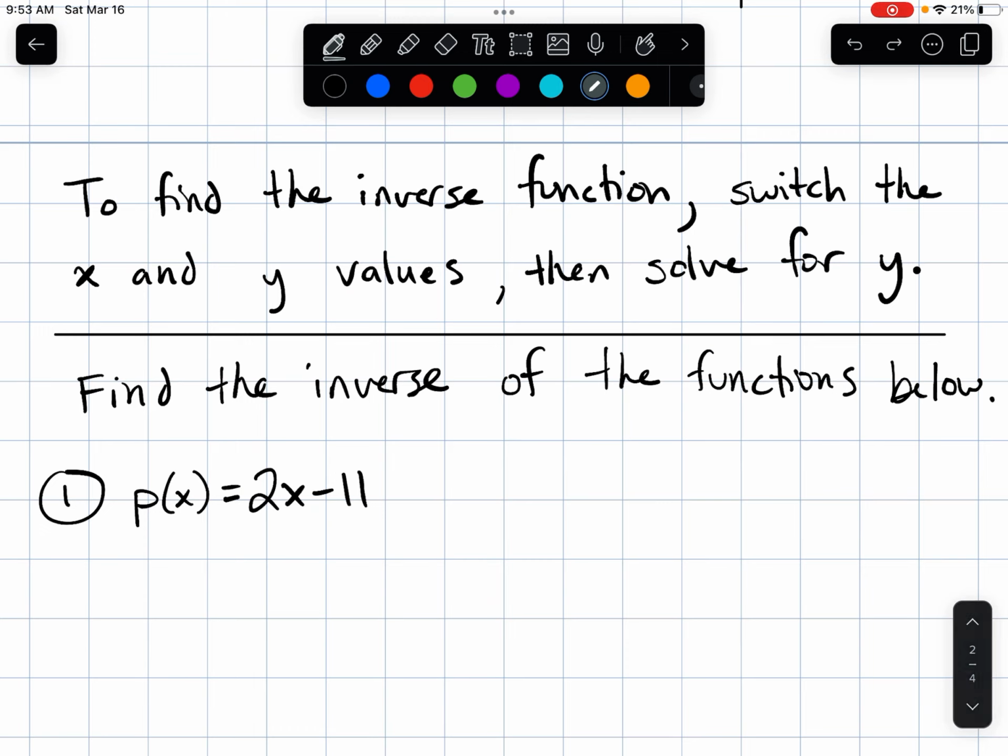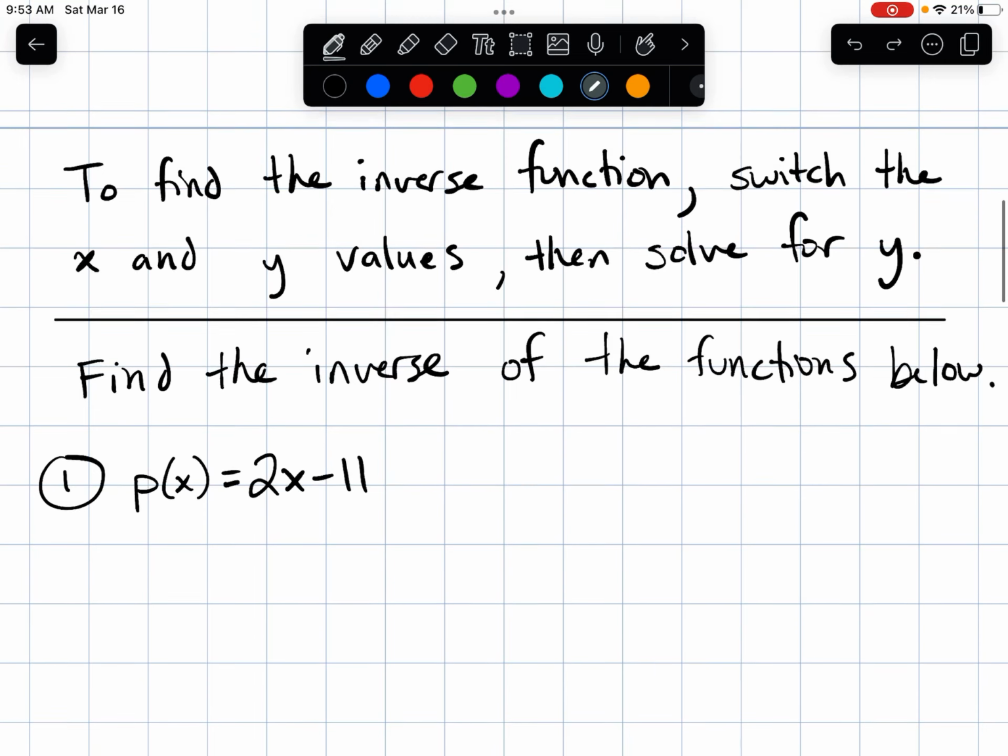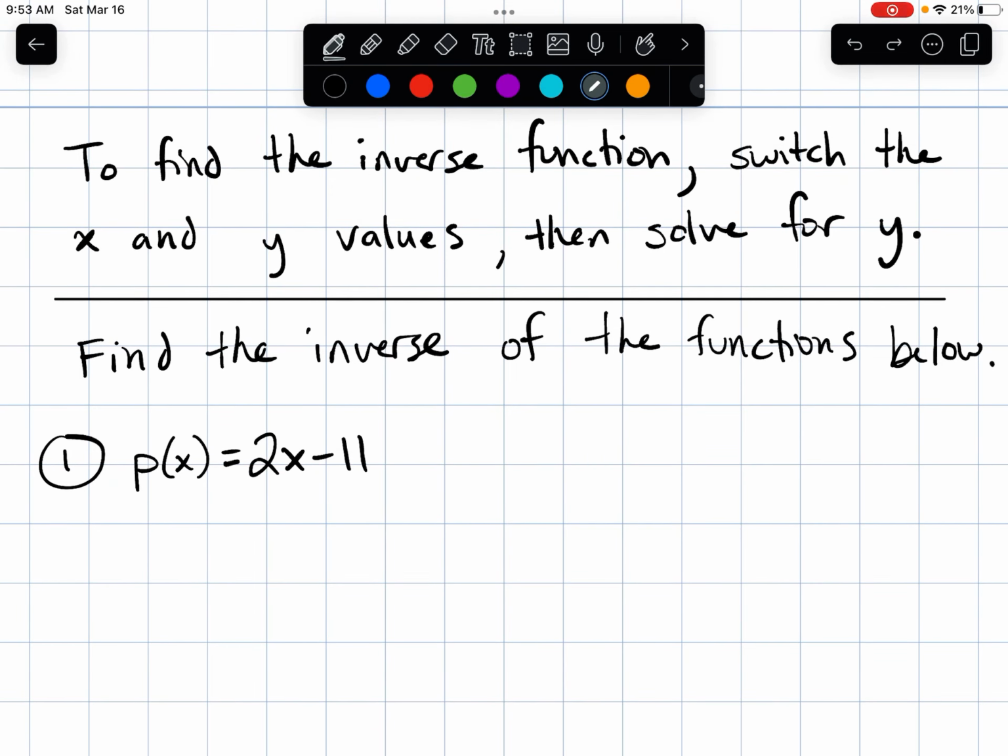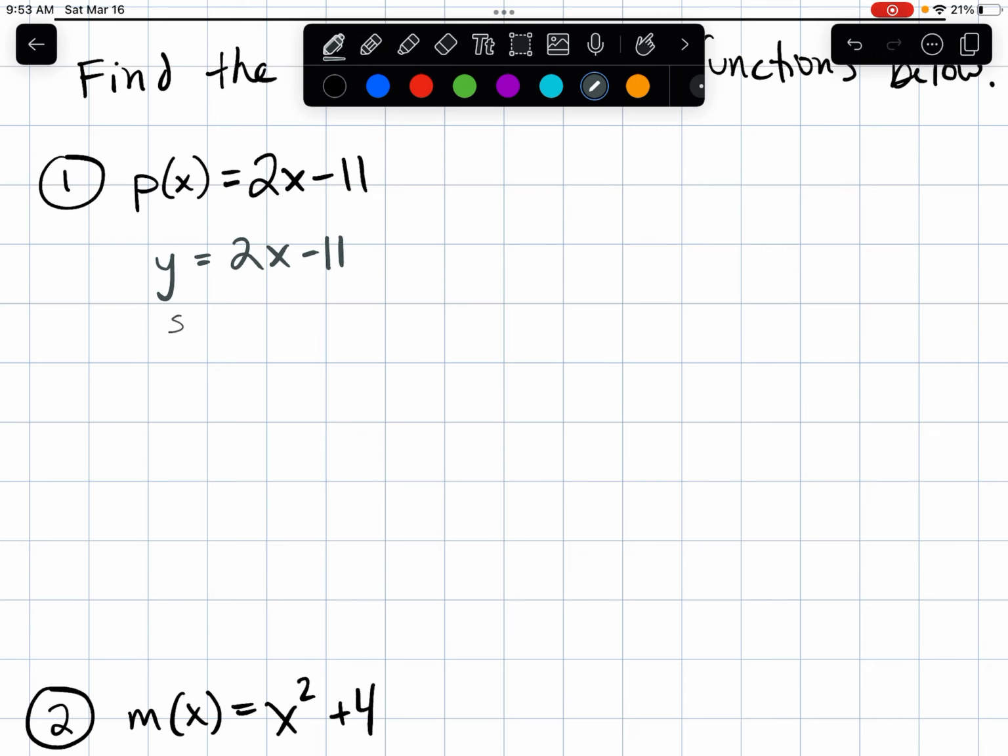So to find the inverse function, you're going to switch the x and the y values, and then you're going to solve for y. So to do that, we can rewrite this first problem as y equals 2x minus 11, because we know that p of x is just the function, so that's my y value. So I'm going to switch the x and the y values, and then I'm going to solve for y. So let's go ahead and make that switch. So now I have x equals 2y minus 11.